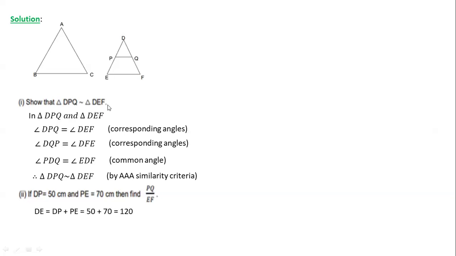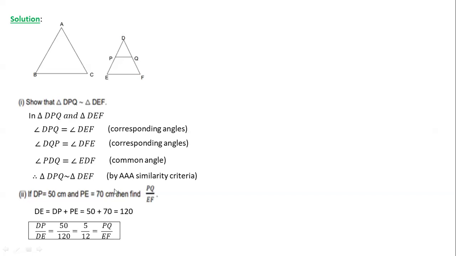So let us write that. DE is equal to DP plus PE, which is 50 plus 70. 50 plus 70 is 120. Okay. So now let us take the ratio. DP upon DE, that is 50 upon 120. Cancel the zeros, 5 by 12, which is also equal to PQ upon EF.